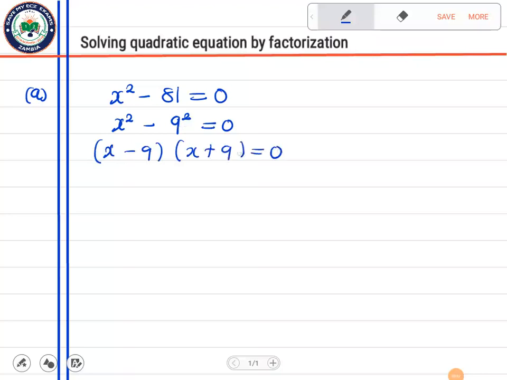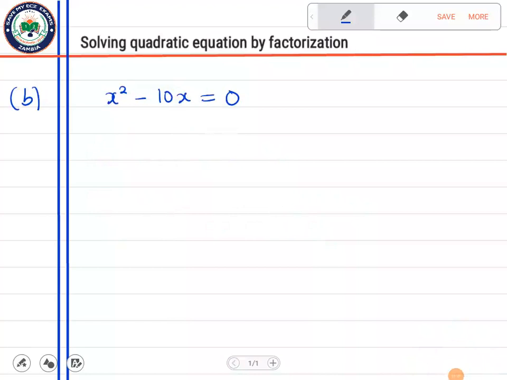0. Then each part we equate to 0. So x minus 9 equal to 0, or x plus 9 equal to 0. Then you have x equal to 9 or x equal to negative 9. So these are the solutions for this quadratic equation. I hope it made sense to you. Let's look at another one.